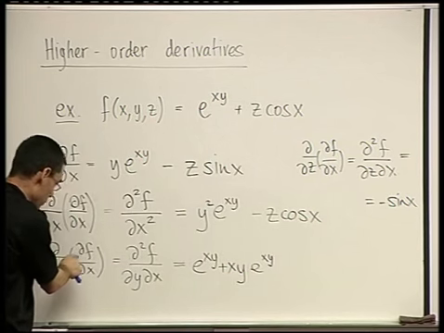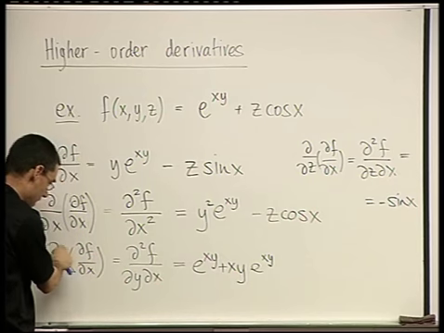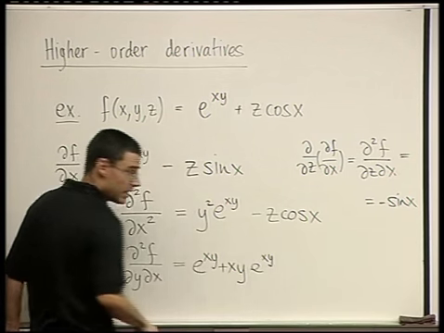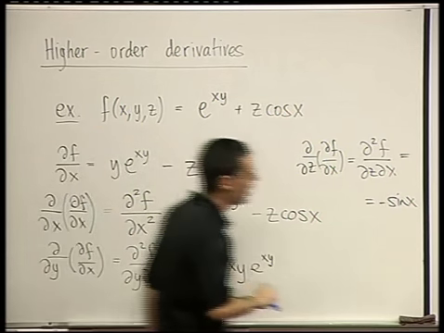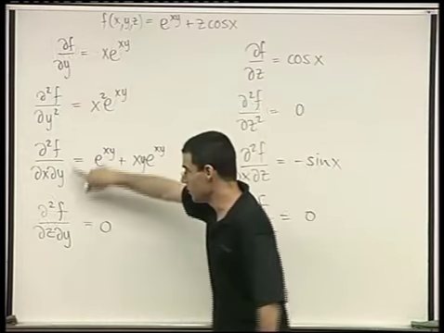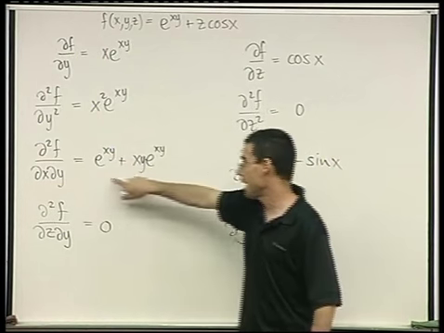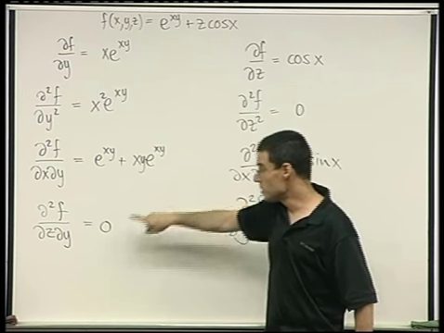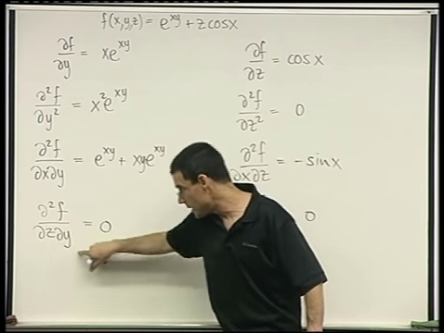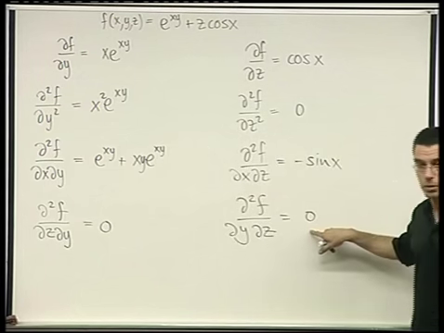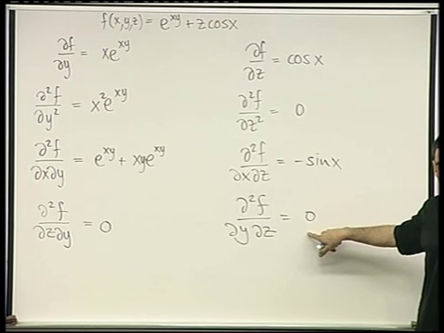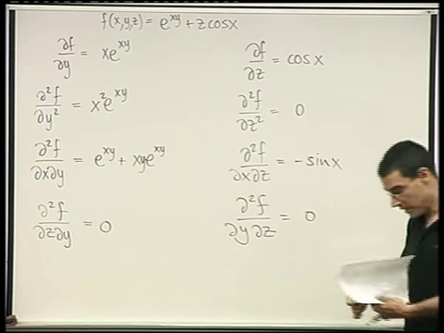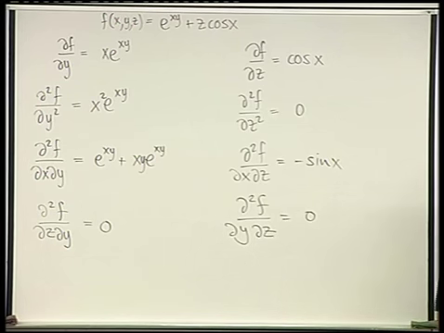Good? And that happens with all the mixed partials. Look at the derivative of f with respect to x and then with respect to y. We got e to the xy plus xy e to the xy. And then look back on this board. First the derivative with respect to y and then with respect to x. We got the same thing. Right? And the third mixed partial with y and z, we got 0 here and we got 0 here. Okay? So this is not a coincidence. This is a theorem. So let's write that. Theorem.